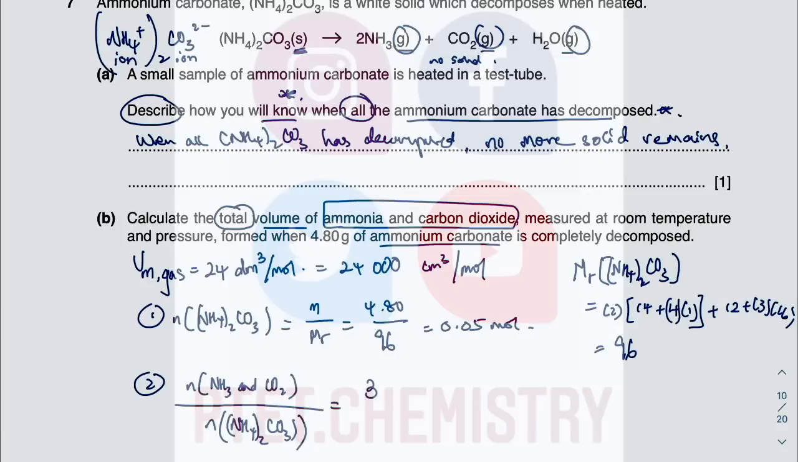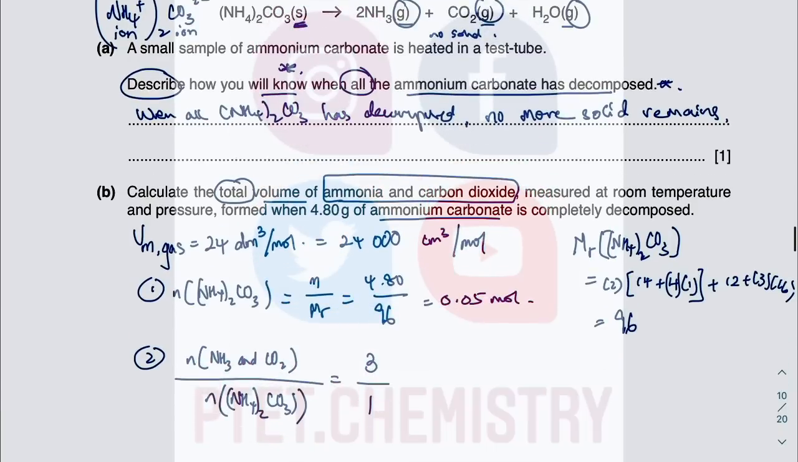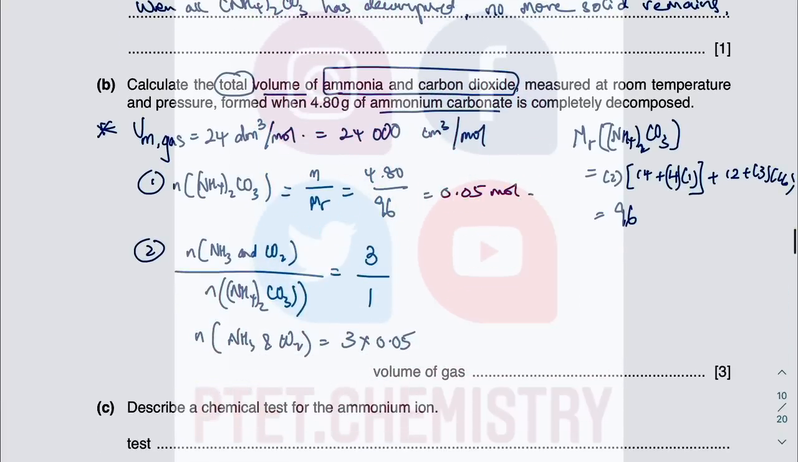There is 3 mole of gases, of which 2 is ammonia, 1 is CO2, and they want the total volume of the gas, ammonia and carbon dioxide. 1 mole of it reacts to form 3 mole of these 2 gases. Gases are very important because now I'm going to use this. Alright, so the mole of the NH3 and CO2 is going to be 3 times 0.05, and you know the mole of the gases is going to be the volume of the NH3 and CO2 divided by 24.